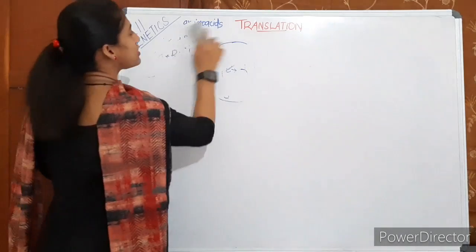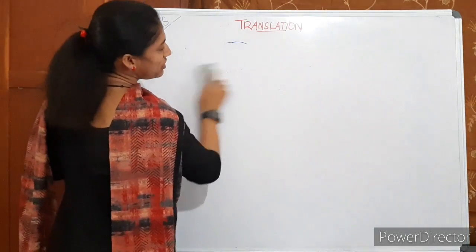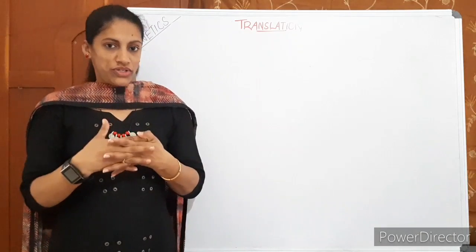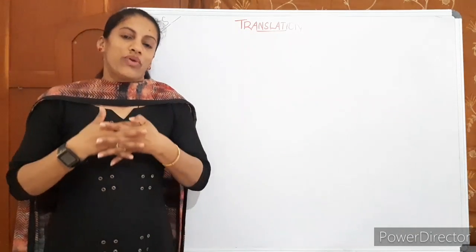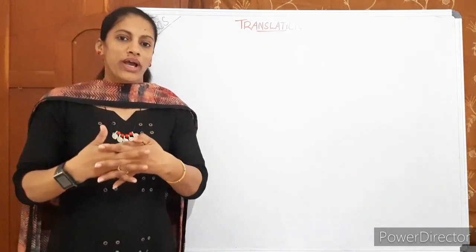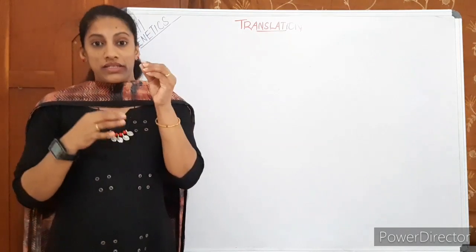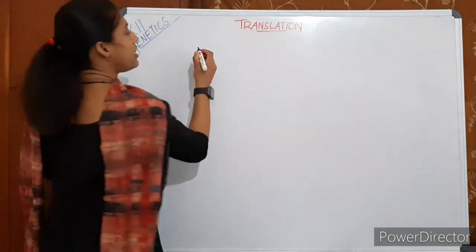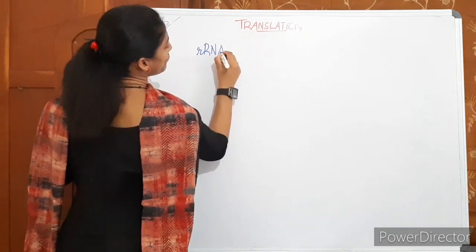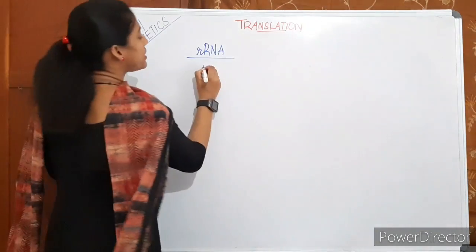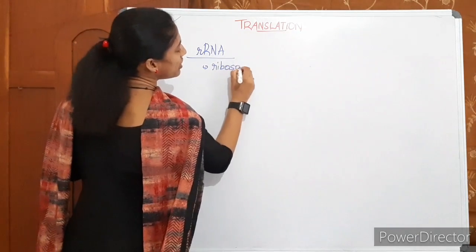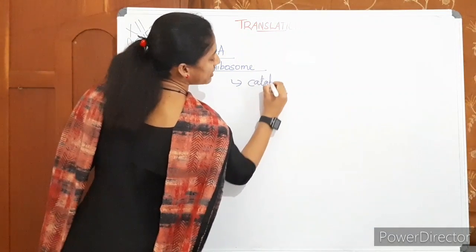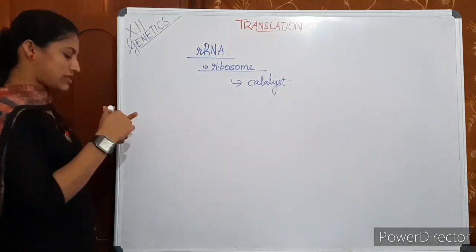So tell me, which is the site of translation? It is the ribosome. What's the role of mRNA? Template, which should be copied. Then what's the role of tRNA? Bringing specific amino acids. Next, ribosomal RNA in translation. Where is rRNA present? It is present inside the ribosome. These rRNAs have a catalytic role. They act as catalyst, the 23S type rRNA.